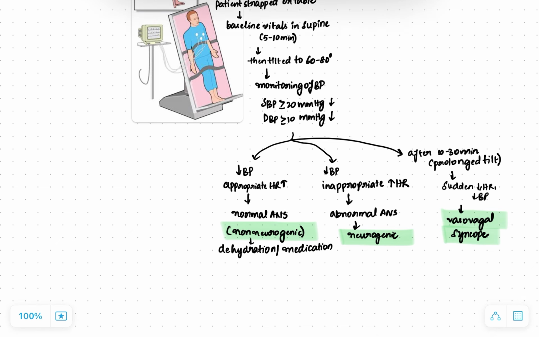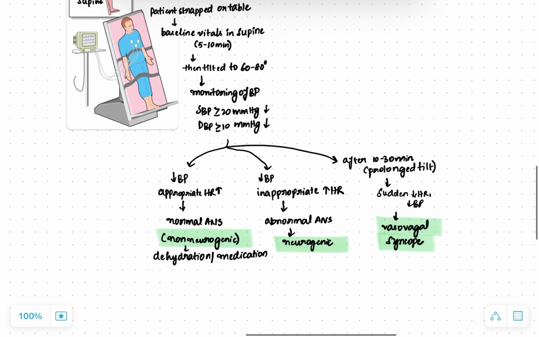The heart rate is maintained because baroreceptor firing is still present, so the autonomic nervous system is working, so it is the non-neurogenic type. If the blood pressure has dropped and there is no appropriate rise in heart rate, that is, the heart rate has still not increased, so there is abnormal baroreceptor firing, an abnormal autonomic nervous system, so it is the neurogenic type.